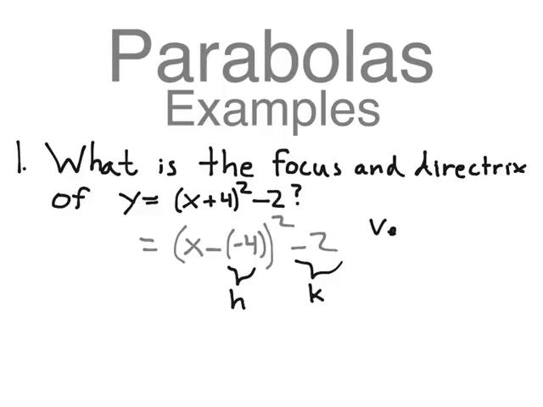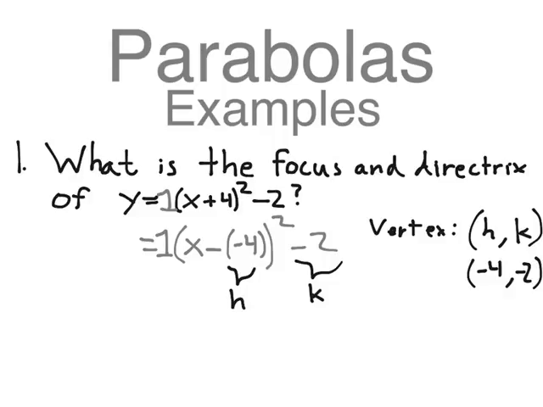So we know the vertex is h comma k. In this case, that's negative 4, negative 2. Unfortunately, they didn't ask for just the vertex, so we've got to find the focus and the directrix. So I could also write this with a 1 here. This is really just 1 times (x plus 4) squared.